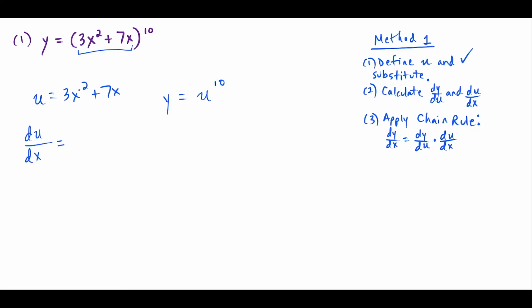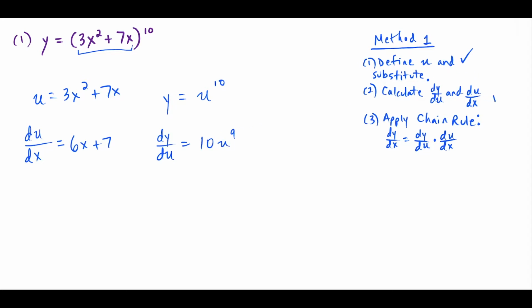And du/dx, if we just do the power rule straight across, is going to give us 6x, and then we have plus 7 for the derivative of 7x. And now that's calculating du/dx, but we also need to calculate what is dy/du. So we take the derivative with respect to u on both sides, and here we're going to use the power rule, and we'll have 10u to the 9th power.